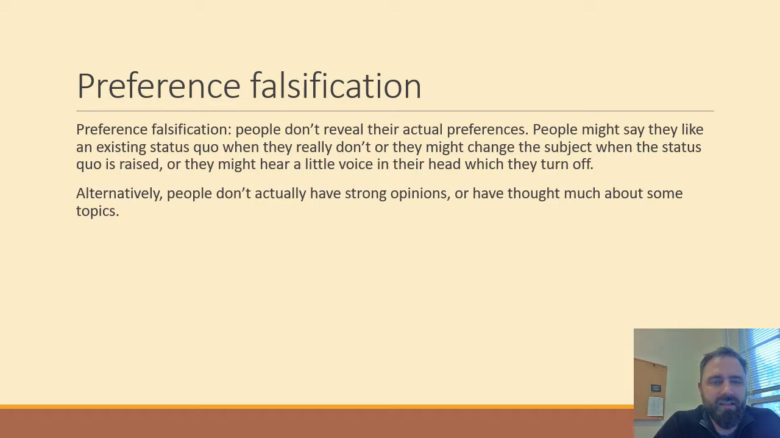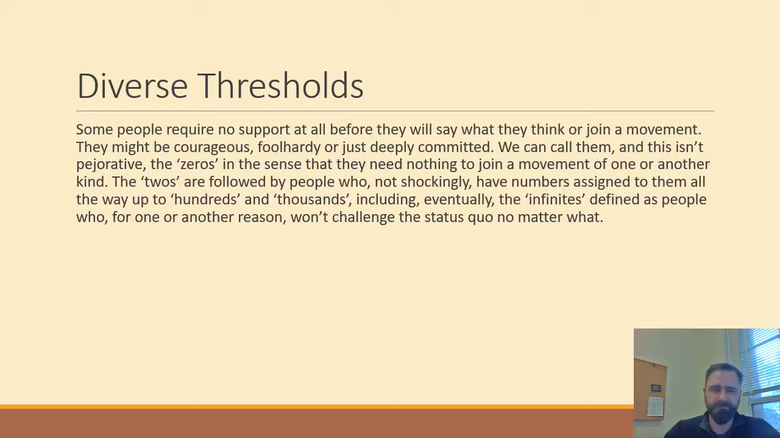So the first idea Sunstein provides is what he calls preference falsification, which is basically that people don't reveal their actual preferences. People might say they like an existing status quo when they really don't, or they might change the subject when it's raised, or they might turn off a little voice in their head, or they may not have strong opinions, or they may not have thought a lot about the topic and they don't really want to express or reveal that. Okay, so again, think about the Saudi men. They were not revealing their actual preferences. So then the question is, what gets people to reveal their true preferences?